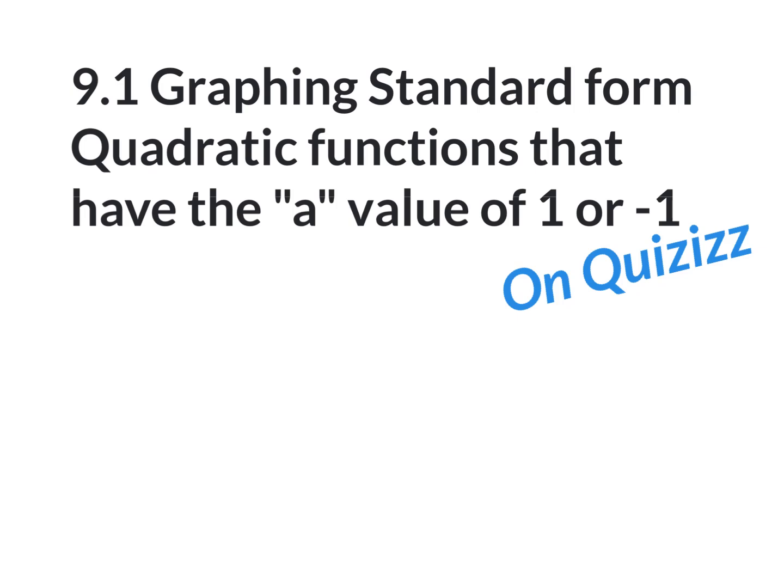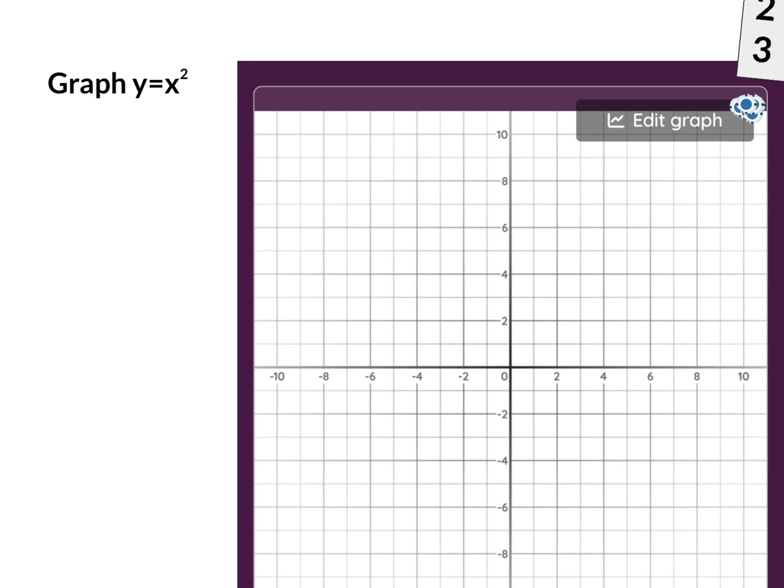In this video, we're going to go over how to graph quadratic trinomial equations that are in standard form, that have the a value of 1 or -1 on quizzes. So let's start with the first graph, the parent graph, y equals x squared. Now, we've done this in our notes already, so let's just review. How do we graph y equals x squared?